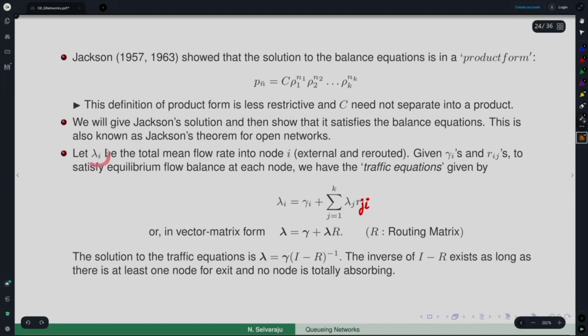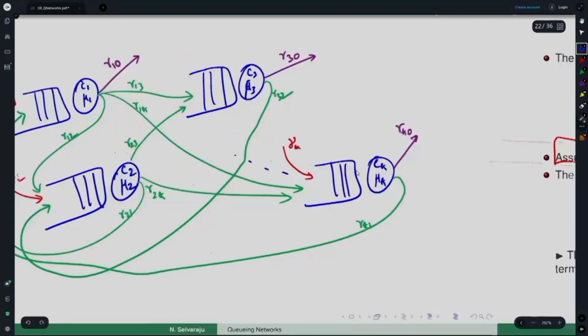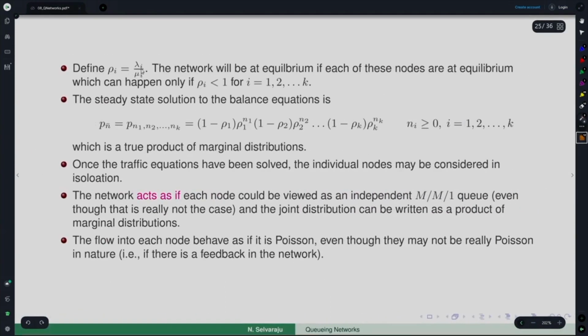Now, once I have computed this lambda i, considering all these arrivals put together, I am computing the total rate of flow into each node. Then rho i can be defined as lambda i by mu i, and we know that the network will be at equilibrium if each of these nodes is at equilibrium, which can happen only if rho i is less than 1.